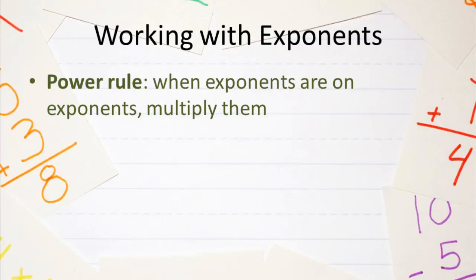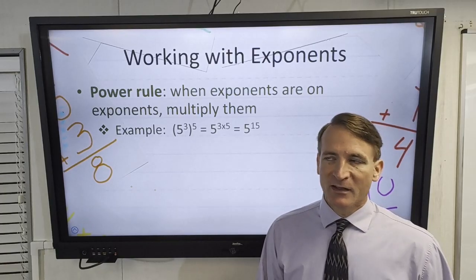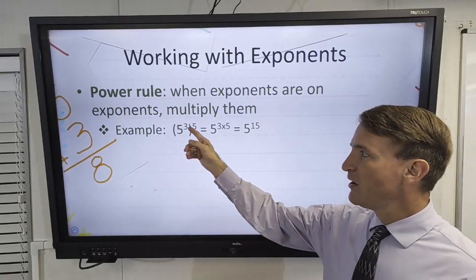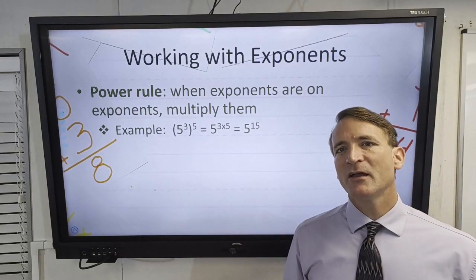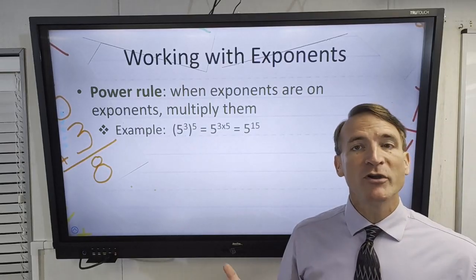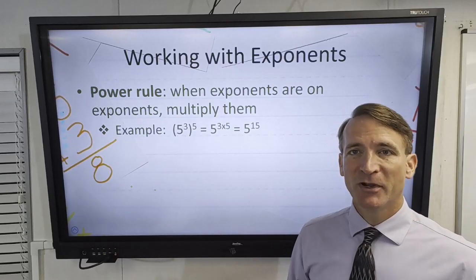And that brings us to the third and final rule that we're going to be learning today, and that is the power rule. The power rule is if I have an exponent on an exponent. So an example here of 5 cubed raised to the 5th power. Well, what is that going to actually accomplish? I'm going to multiply the two exponents together in this case, and here's the reason why.